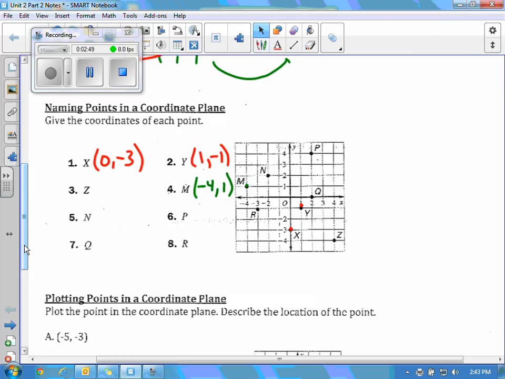And I'm going to do one more. I'm going to skip down to number 8, which is r right here. Again, I go left on the x, so that's -3. Go down 1 on the y, so that's -1. So 3, 5, 6, and 7, I'll let you guys go ahead and fill those in.